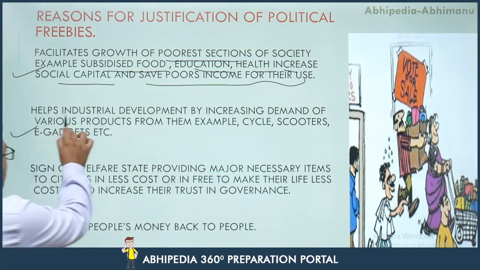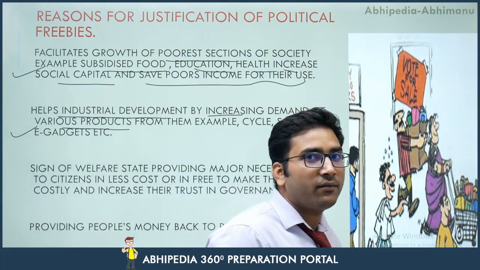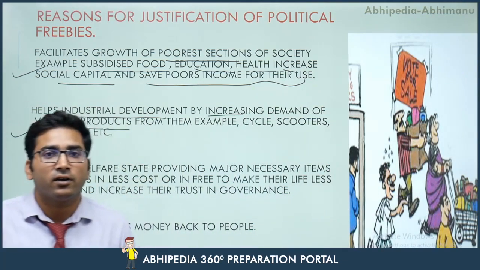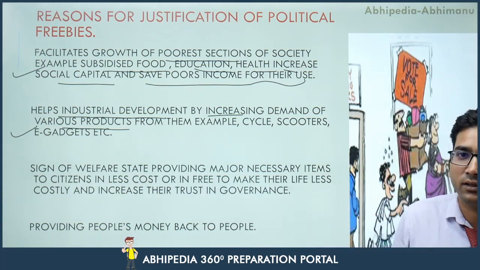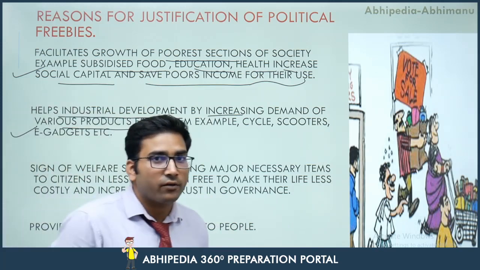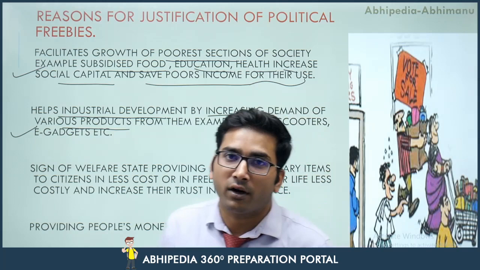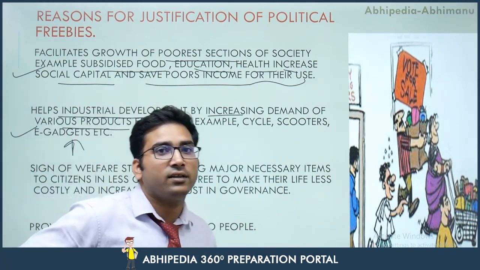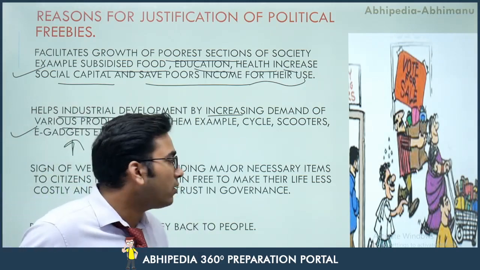Second, it helps industrial development by increasing the demand for various products. Because when political parties are giving scooters, e-gadgets, clothes and various other products to the people in the name of free gifts, what is happening in the market is that the demand and supply are increasing, right? The economic principle. The demand is increasing, and as a result, the industries are getting huge demand from the government side, and they are providing huge supply to the government, which the government is using in the name of political free gifts, right? So they are saying that it is also increasing economic development. The industries are running, and employment opportunities are being created, because the people have to work to produce this much amount.